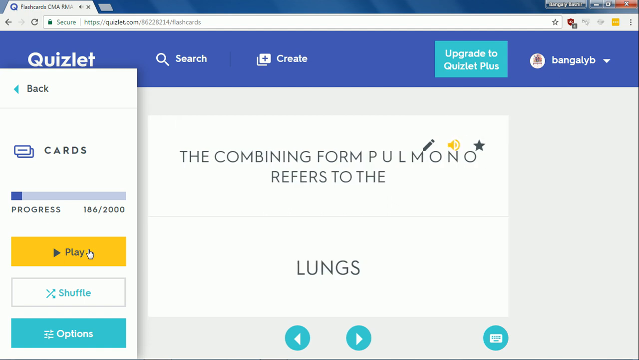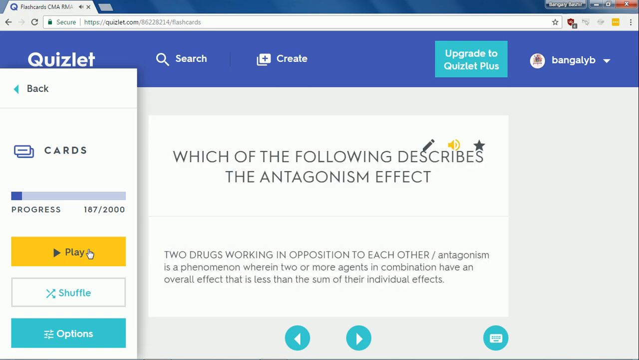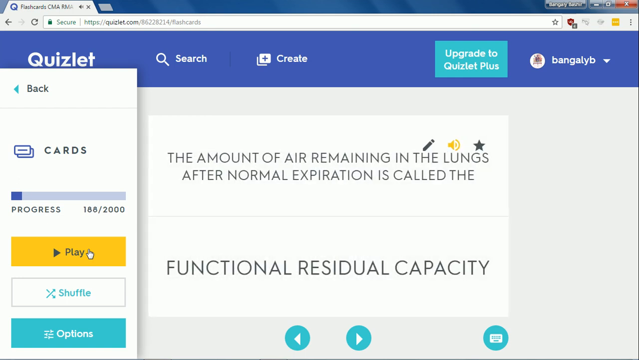The combining form pulmono refers to the lungs. Which of the following describes the antagonism effect? Two drugs working in opposition to each other. Antagonism is a phenomenon wherein two or more agents in combination have an overall effect that is less than the sum of their individual effects. The amount of air remaining in the lungs after normal expiration is called the functional residual capacity.